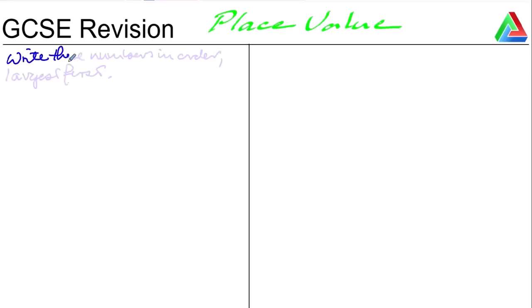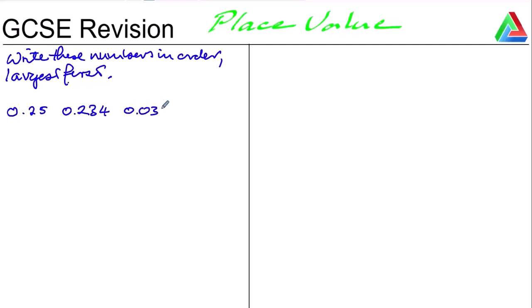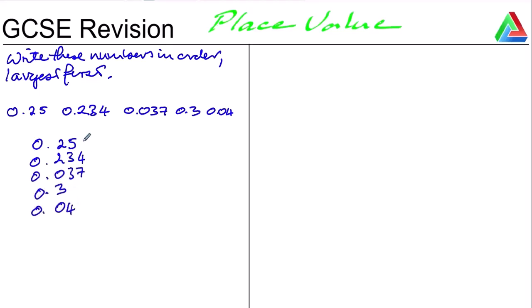All right, last thing I'm doing, this is a typical exam type question where it will say write down these numbers in order, largest first. It will give you a list of decimals. So I've got 0.25, 0.234, 0.037, 0.3 and 0.04. So the first thing I would do is write them down vertically. So I've got 0.25, 0.234, 0.037, 0.3 and 0.04. So I would then add some zeros into the mix.